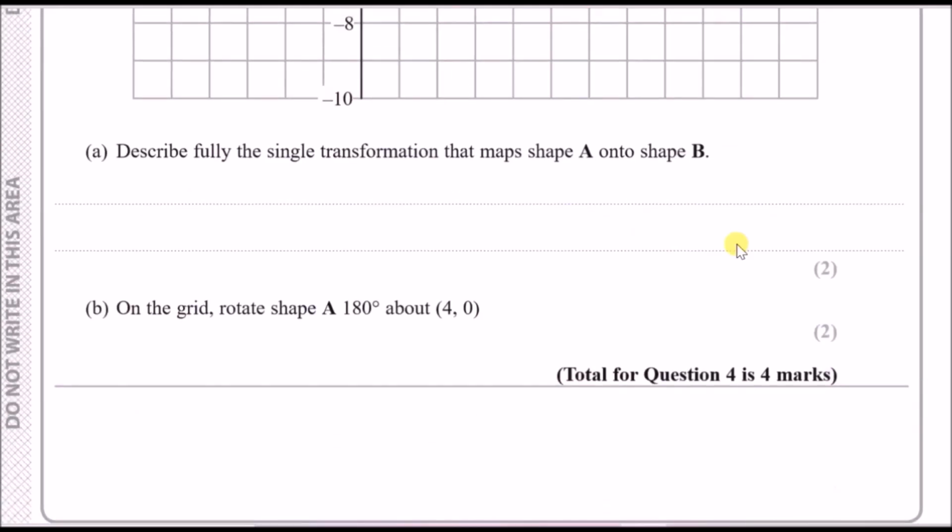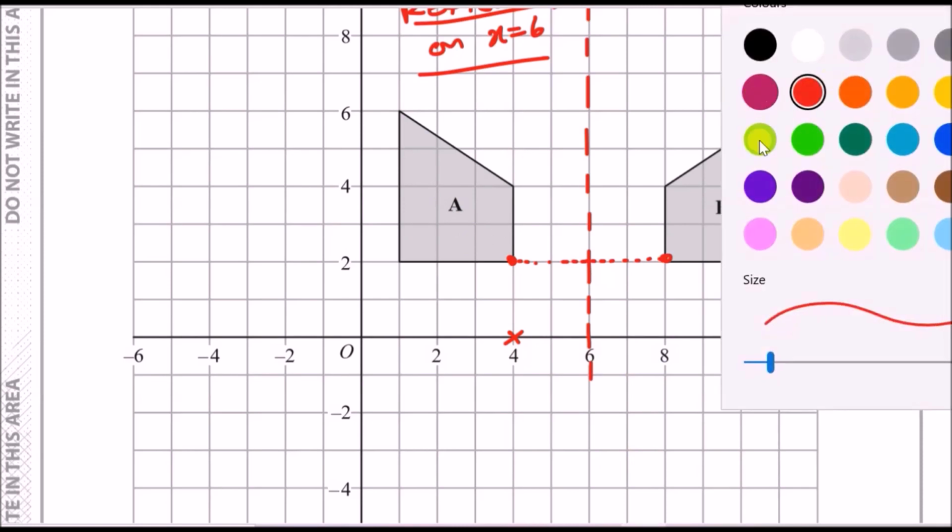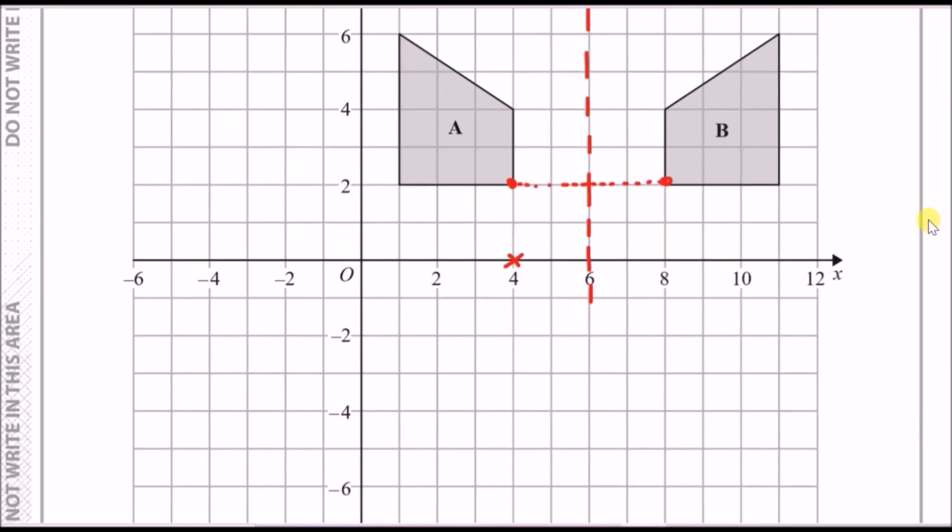Now B, on the grid, rotate shape A 180 degrees about (4, 0). Okay, so (4, 0), first things first, is over here. This is the coordinate. Now what they want us to do is somehow rotate this shape A across into this quadrant here. Again, to use a nice little trick, I would just measure distances. Let's start with this corner. If we're going 2 down here, this means if we rotate it 180 degrees, we should end up with a straight line. So it should be two blocks down as well. So this corner is now mapped over here.